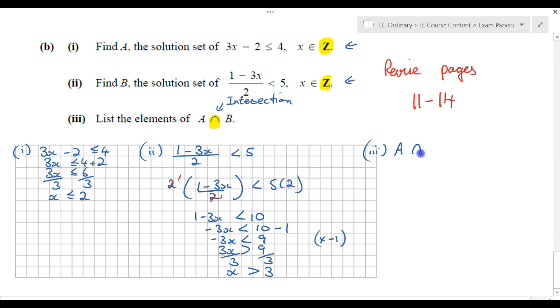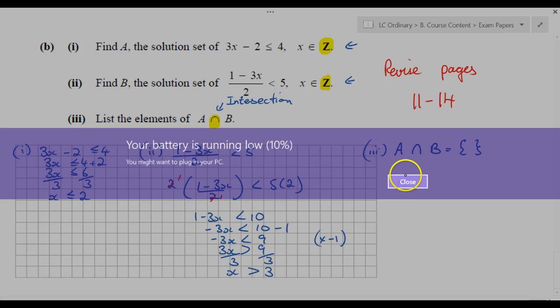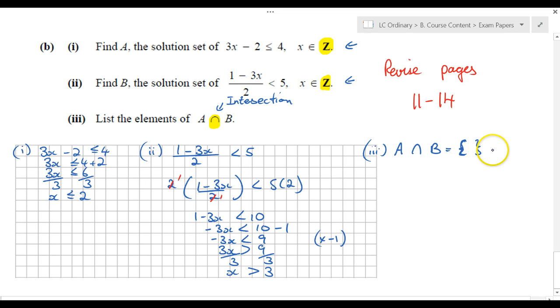So A intersection B is equal to, well, for A, x has to be less than or equal to 2. For B, x has to be greater than 3. Therefore, there's no intersection. There's no value that will work for both I and II. Therefore, we have the null set, which is denoted with 2 curly brackets and nothing in them, or that symbol there.